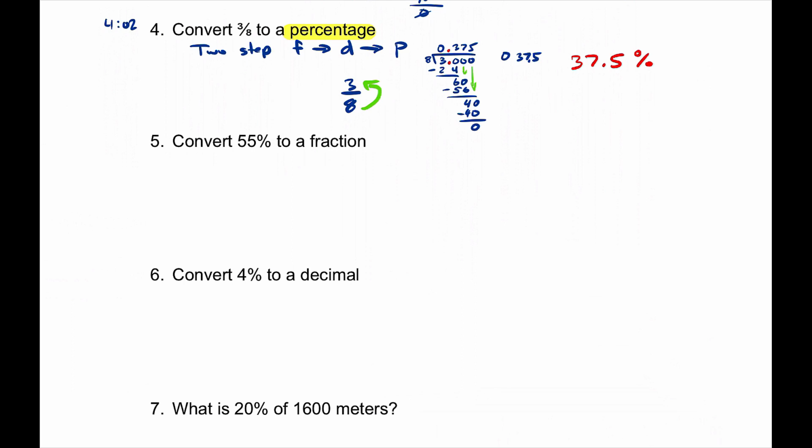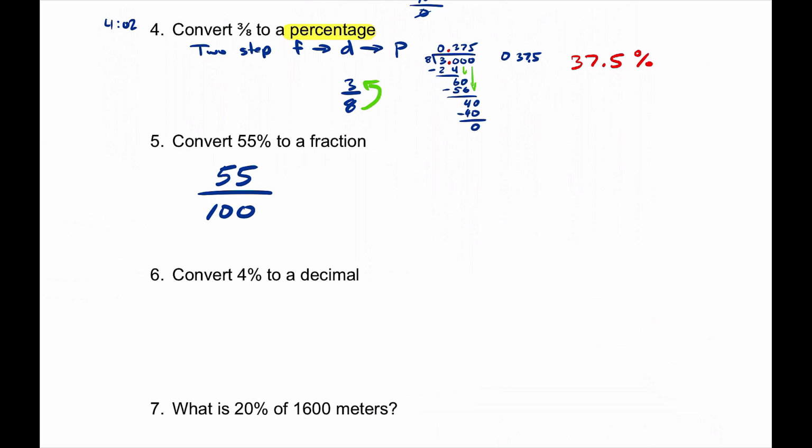A percentage is out of 100. So this is 55 of the 100. So we would write this like this. This is 55 of the 100. Now what do I do again? I need to reduce this fraction down to its simplest terms.